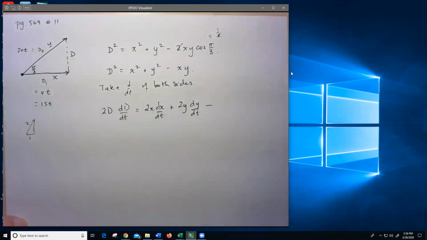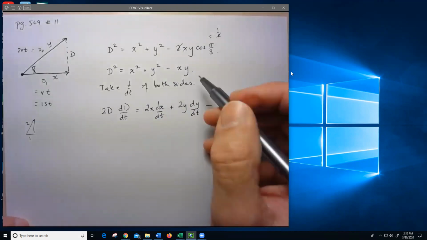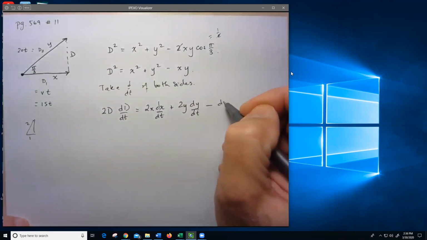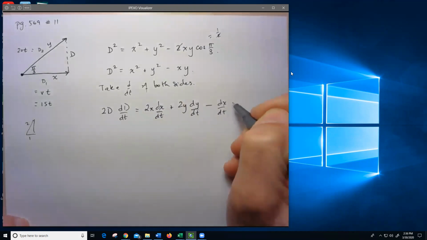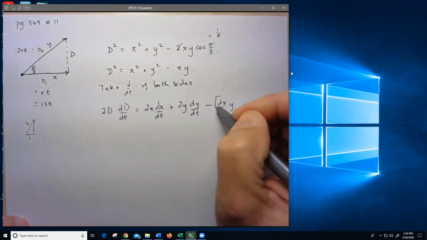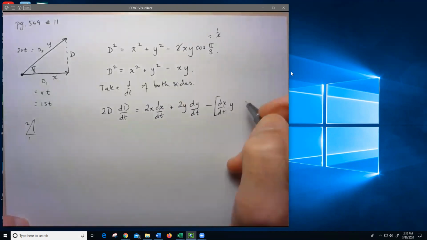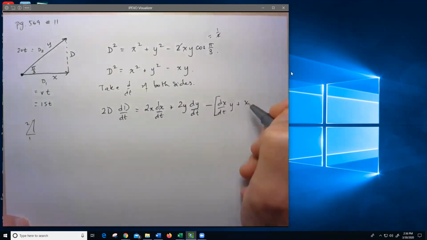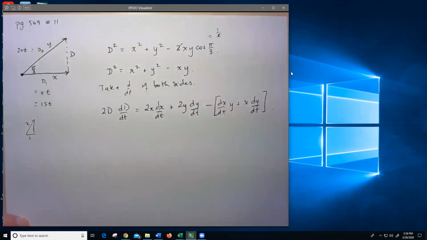Good. Okay. So derivative of the first, so dx/dt, times the second function. Make sure I put brackets in front of here, plus the first function x times dy/dt. Okay, and there we go. There's our related rates equation.